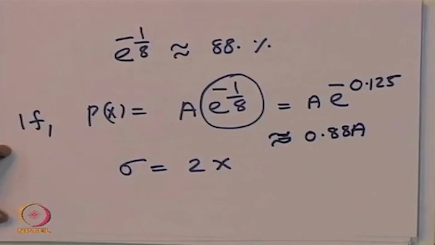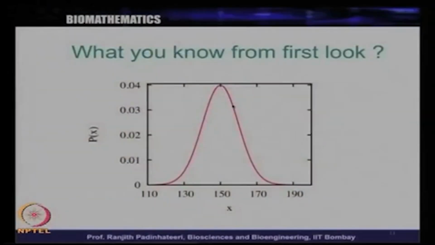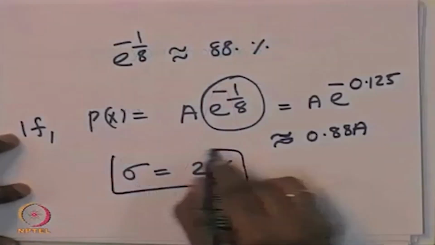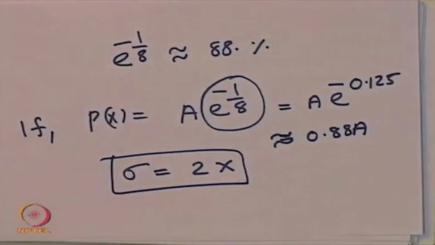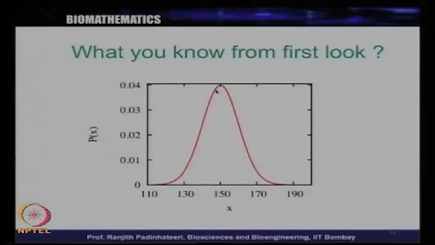So, if you look at 88% of the peak somewhere here, and measure the width at this particular point, you will get the standard deviation. The x value at the peak is the average, and the width at e power minus 1 by 8th of the peak is the standard deviation. So, just by looking at it, we can know the standard deviation as well as the average.